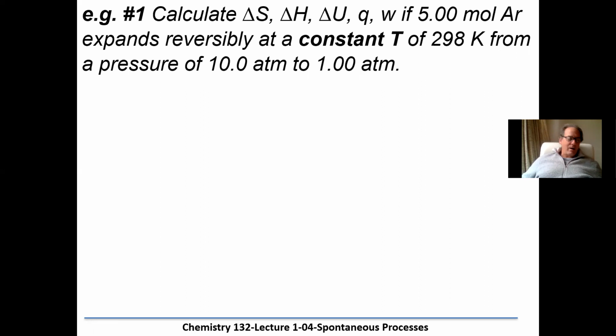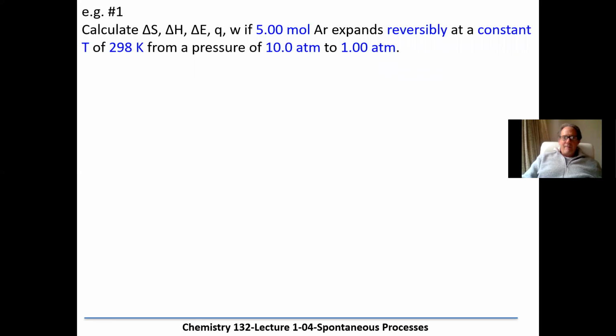Cp is 5 halves R, Cv is 3 halves R. That's useful information to us. All right. I've got highlighted here some of the key buzzwords that we're looking at. And let's draw a simple diagram.